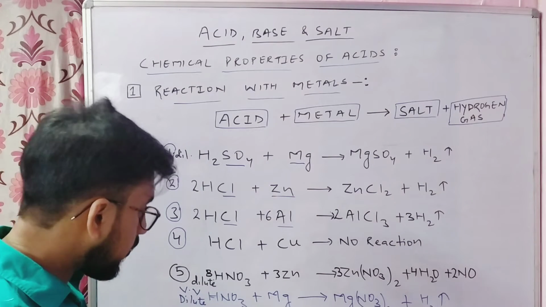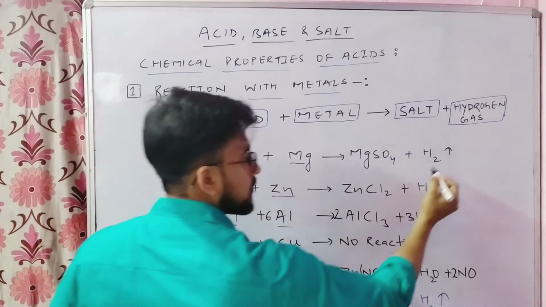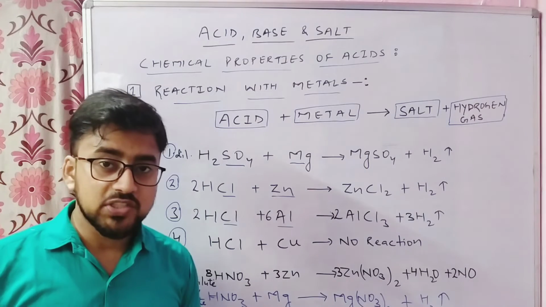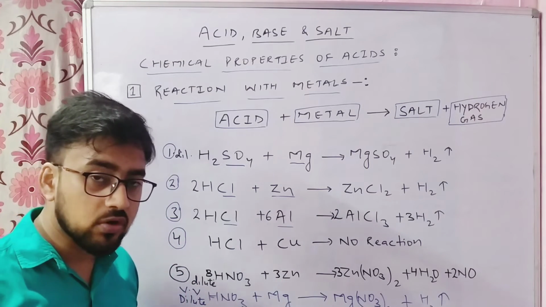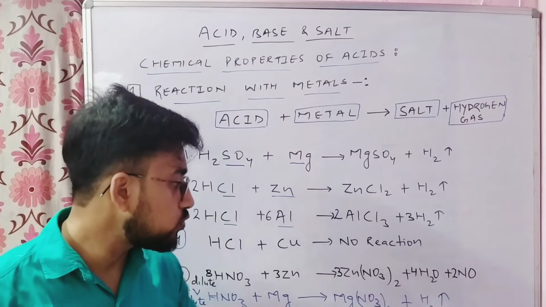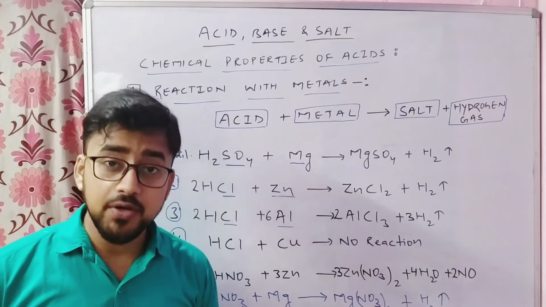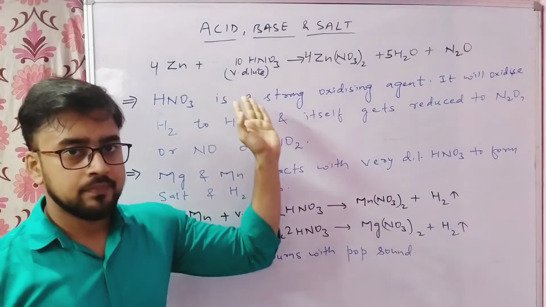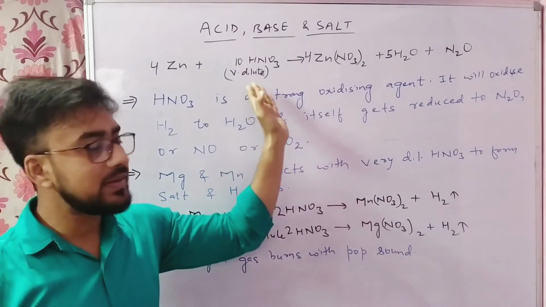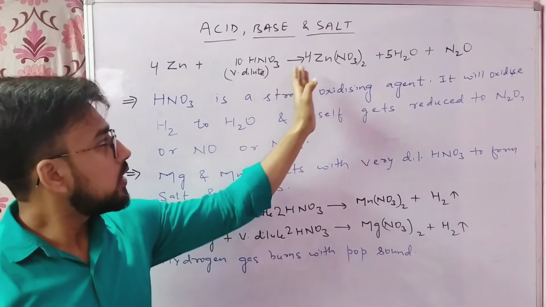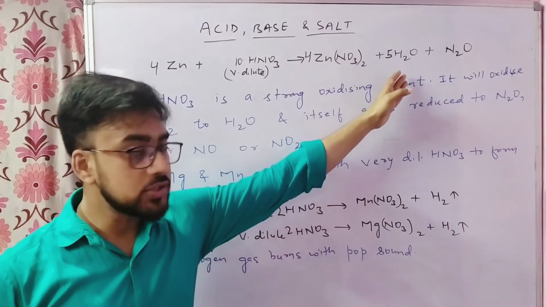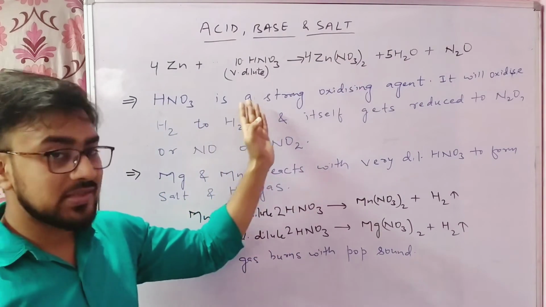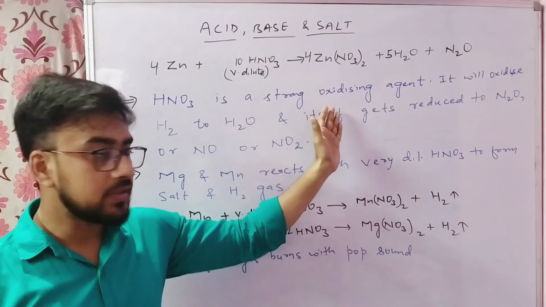I'm going to write here also for you that HNO3 is a very strong oxidizing agent, and it will oxidize H2 to H2O and itself gets reduced. You can see here zinc, when it reacts with very dilute nitric acid, forms zinc nitrate, H2O and N2O. So what we can write is that HNO3 is a strong oxidizing agent.